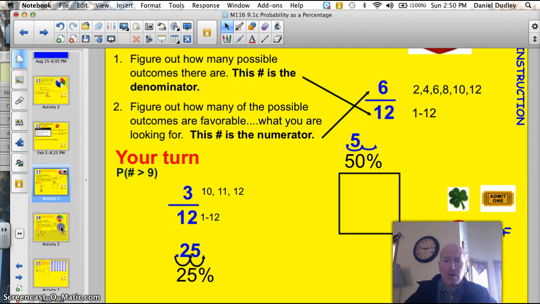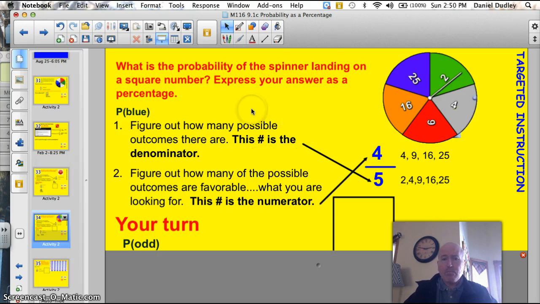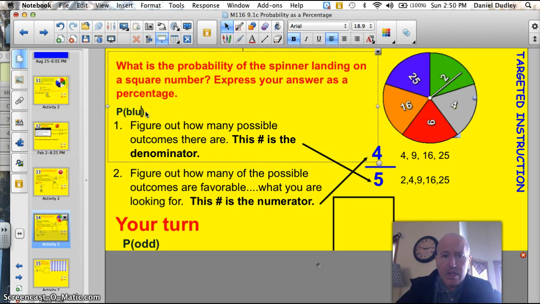All right, let's try another one, this time with a spinner. What's the probability of the spinner landing on a square number? Express your answer as a percentage. Same thing as always. We want to find the probability of a square number. Sorry about that, I forgot to type that in. So we figure out how many possible outcomes there are. There's a total of 5: 4, 9, 16, and 25.